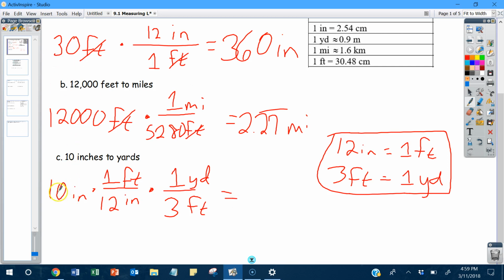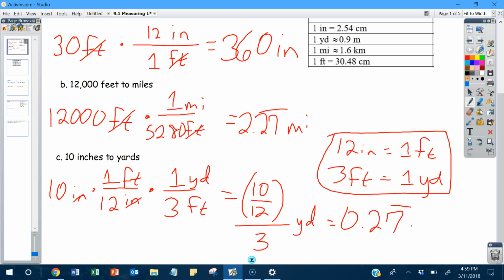So this says if I take 10, I multiply it by 1 divided by 12. So 10 divided by 12, and I multiply it by 1 and divide by 3. So this is really equal to 10 divided by 12, and that whole thing is going to be divided by 3. It's all going to be yards. So I would do that just like that in the calculator. 10 divided by 12 divided by 3 is equal to 0.27 yards, which is not that different than this number up here.